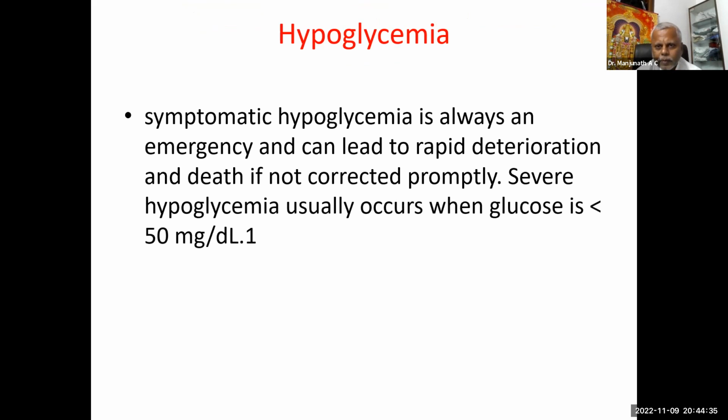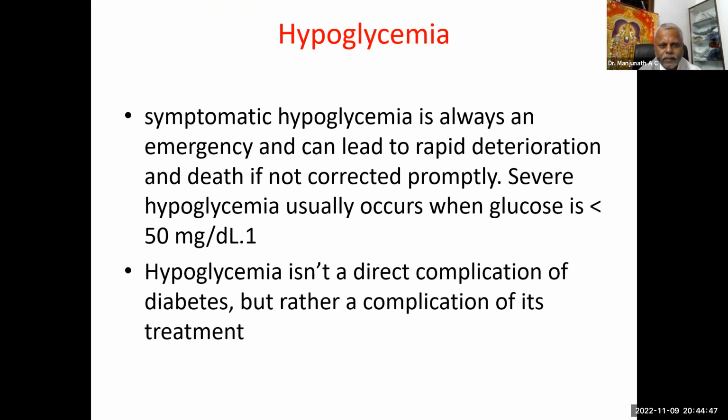And symptomatic hypoglycemia is always an emergency and can lead to rapid deterioration and death if not corrected promptly. Severe hypoglycemia occurs when blood glucose level is less than 50. Hypoglycemia is not a direct complication of diabetes, and almost always it's a complication of treatment.